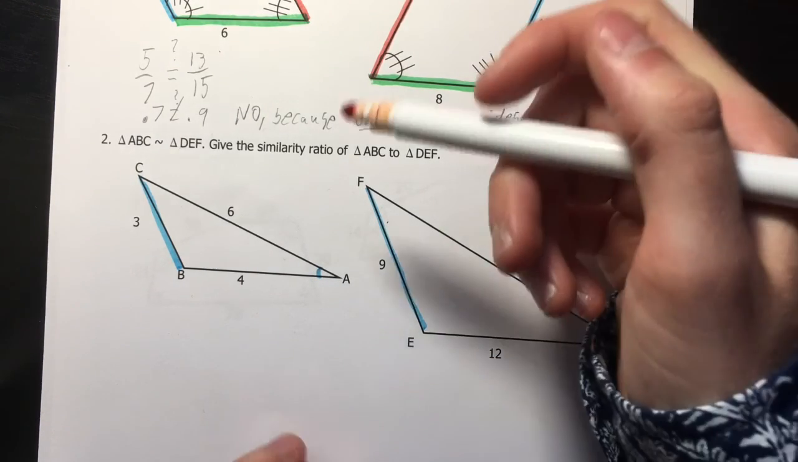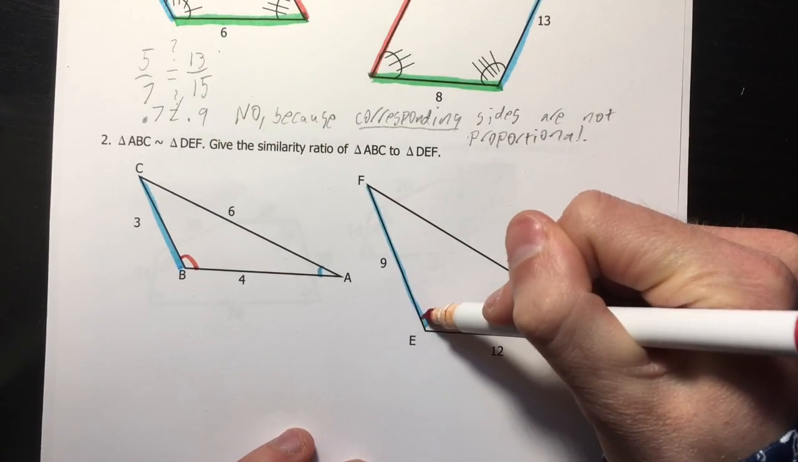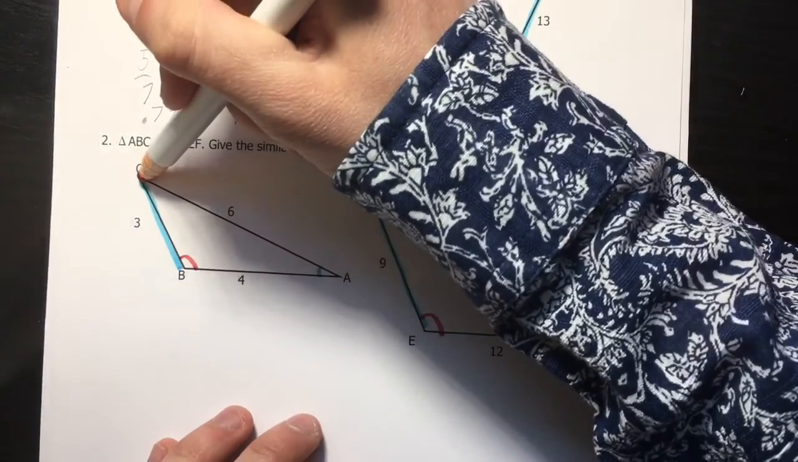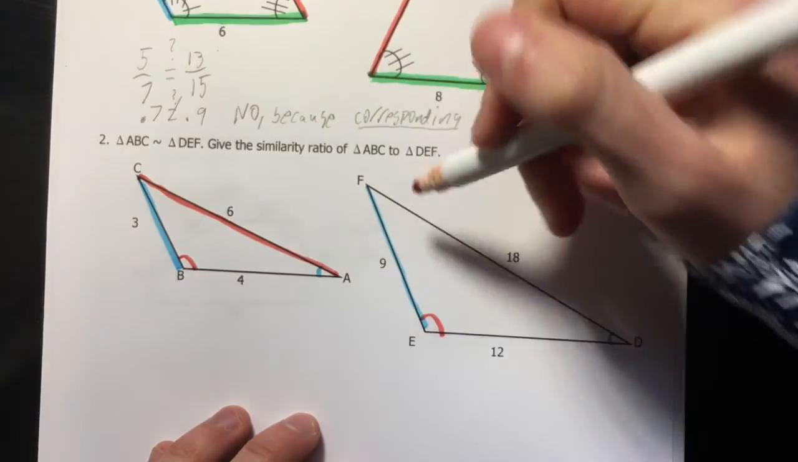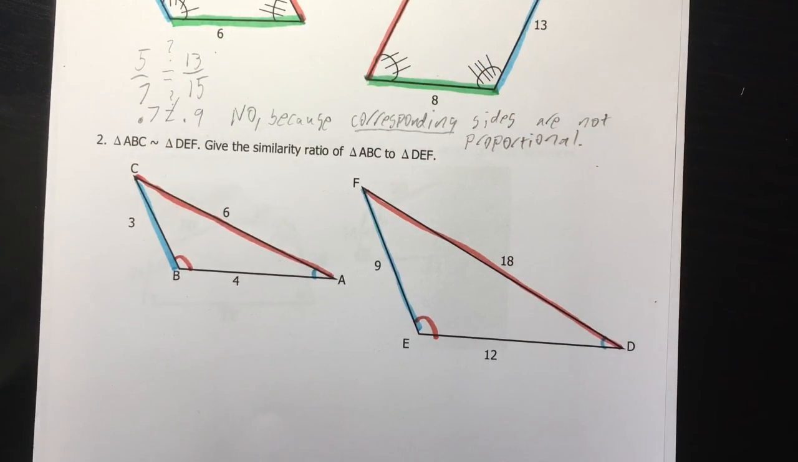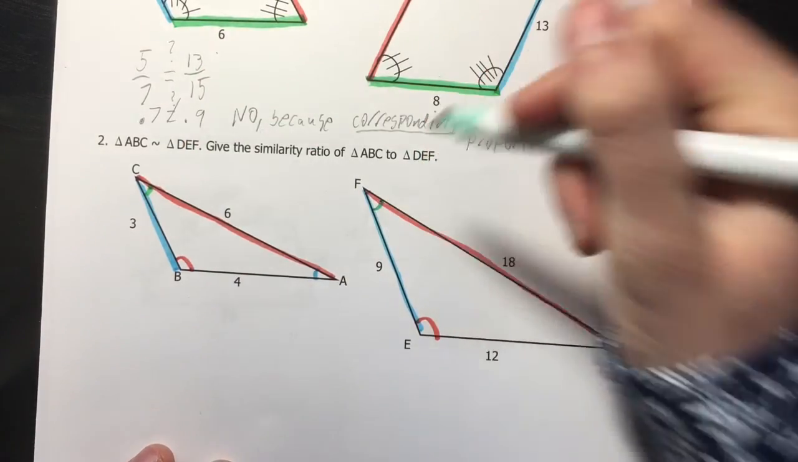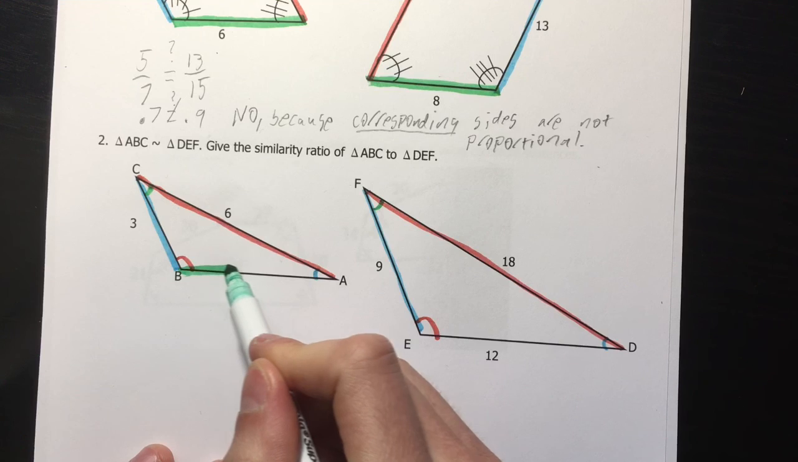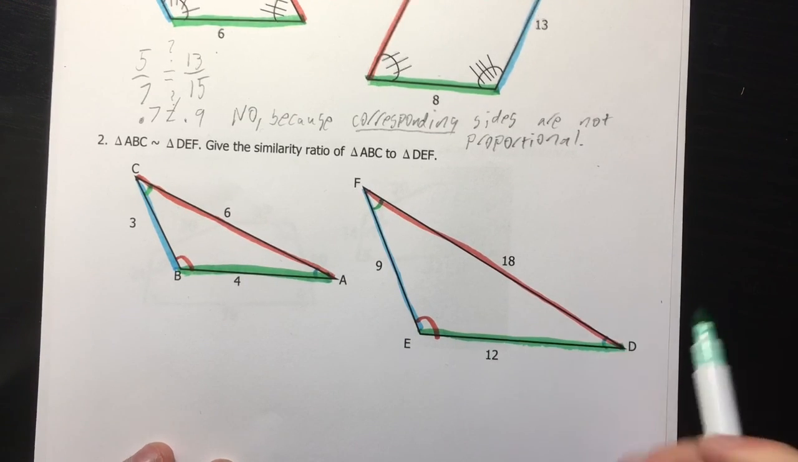Let's get the red marker. We know angle B is going to be congruent to angle E. I'm going to label this side the red side because that's directly across from the red angle, and likewise with this triangle. So I know that side corresponds to that side. And then angle C is congruent to angle F, and this side is directly across from the green angle, so that's going to be the green side.